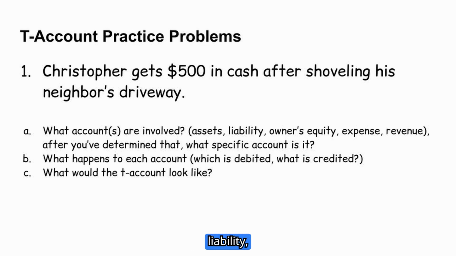Is it an asset, liability, owner's equity, expense, or revenue? Once we've pinpointed the 2 or potentially more accounts, we want to specify the account. And after that, we want to determine what is happening to each account, whether it's being debited or credited. And then finally, we would draw out the T accounts once we figure out all that information.